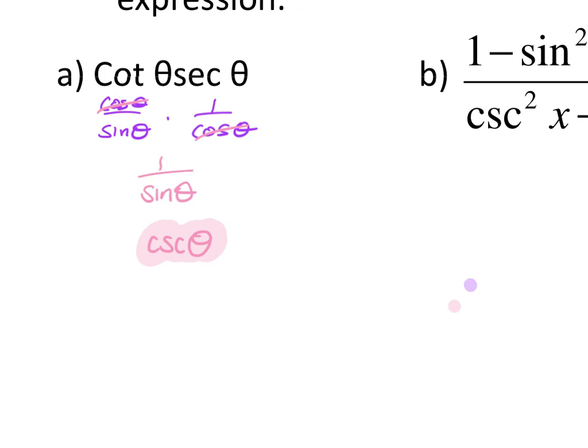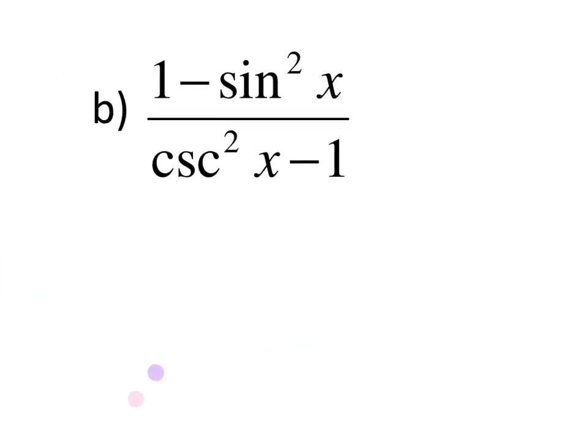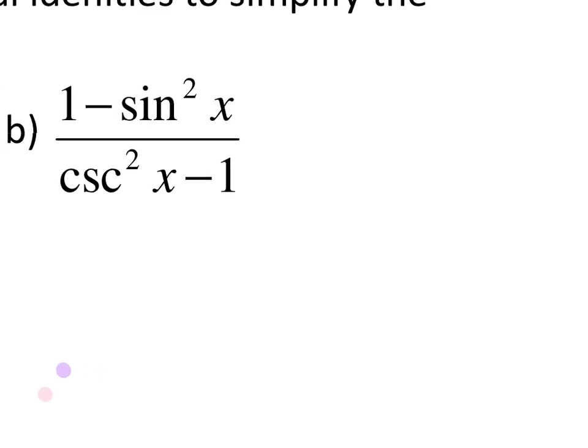Questions on that one? All right, B. 1 minus sine squared x, and then cosecant squared x minus 1. So again, train yourself. As soon as you see squareds, especially not just by themselves but a squared with a 1 or with another term, look at your Pythagorean identities. So sine squared x plus cosine squared x equals 1.